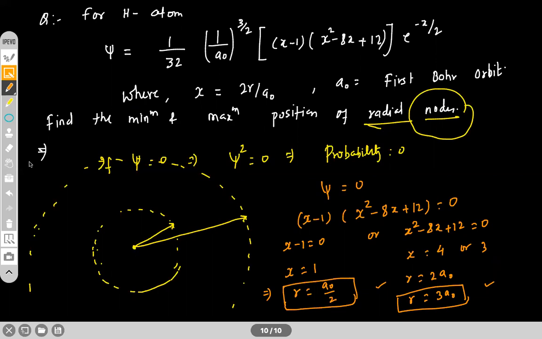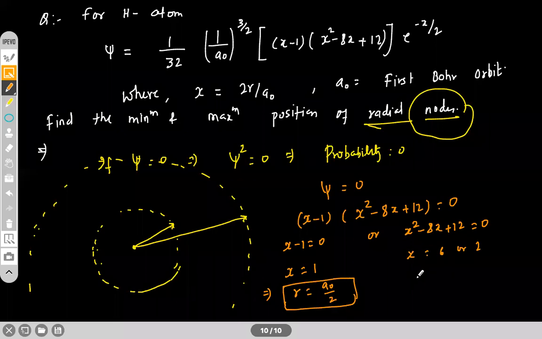Oh, what have I done? Just a second. Yeah, it's correct, 6 and 2 we will have. So the x value would be 6 or 2. So the r value would be, we'll get here, 2r by a naught, 3a naught, or r value is a naught. So three different values we are getting. The answer is the maximum value is 3a naught and the minimum value is r equals a naught.